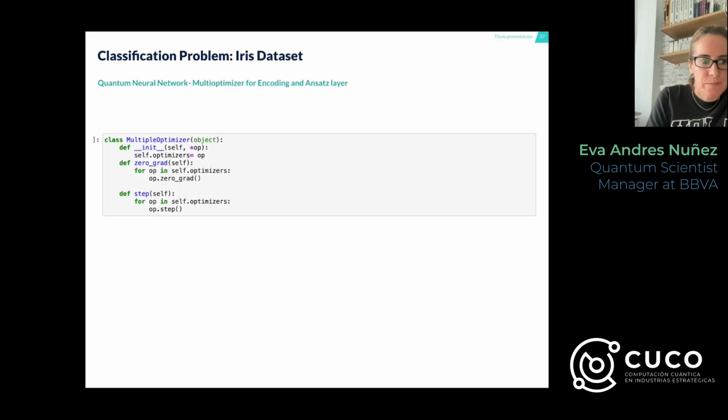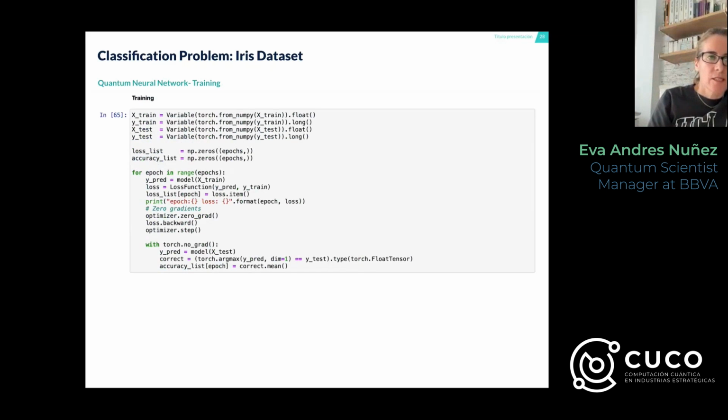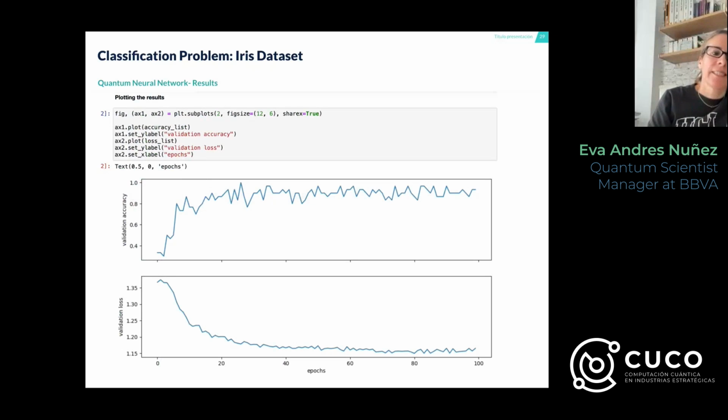Okay. This is the multi-optimizer, the class that embeds the optimizer to be used in different ways, one per ansatz layer and the other one for the encoding layer. So you can practice using different learning rates, RMSprop or SGD instead of Adam, or Adamax or whatever. So this is the training, it's the same. And this is the result.